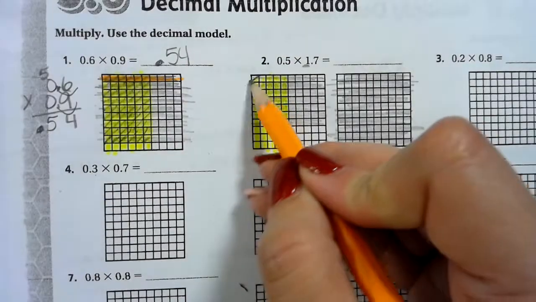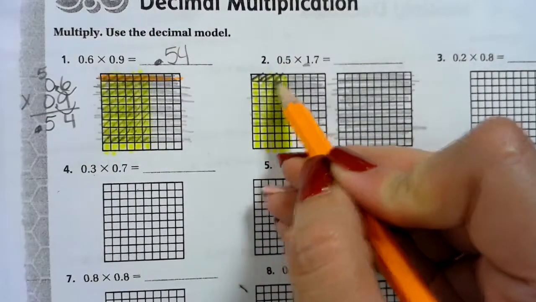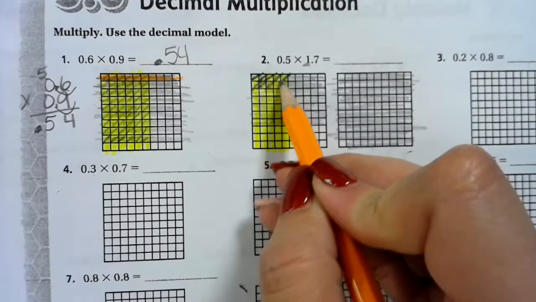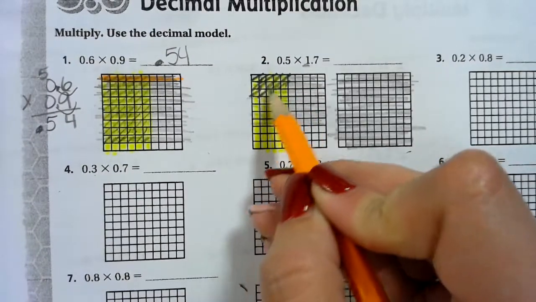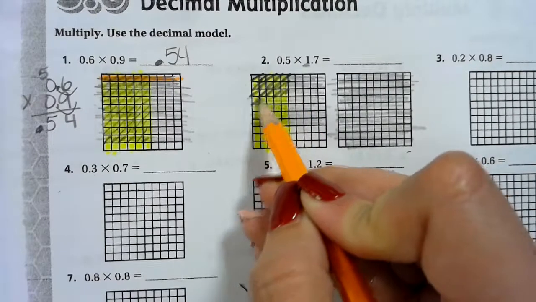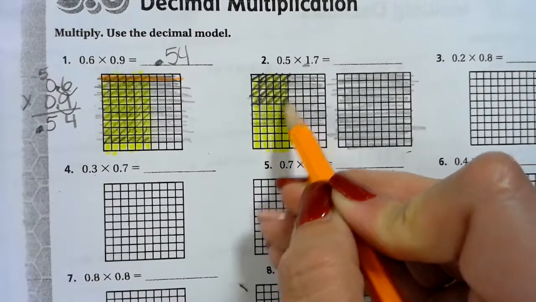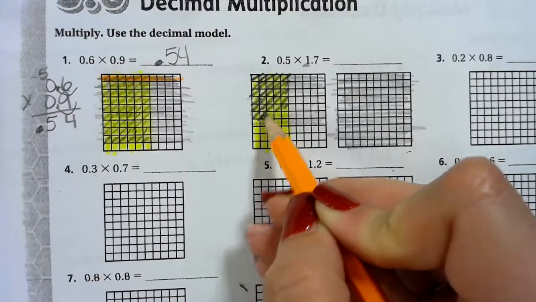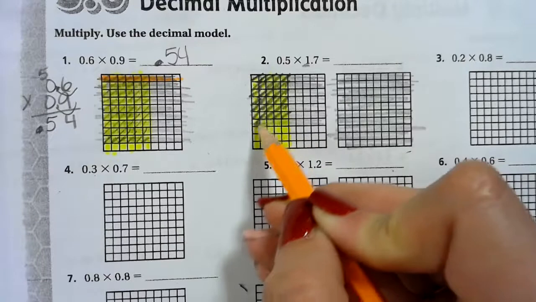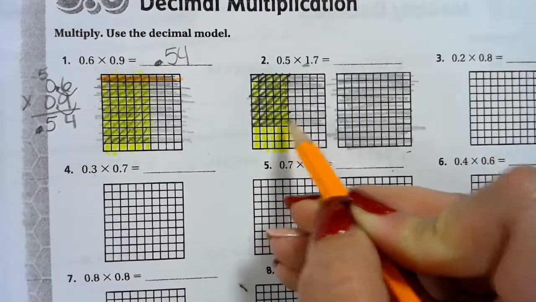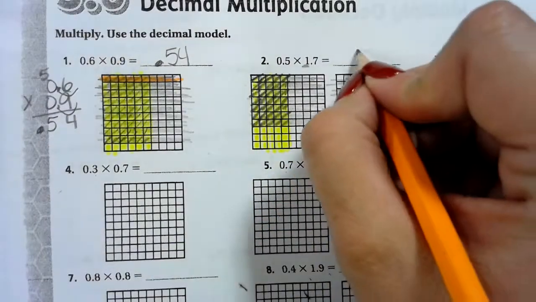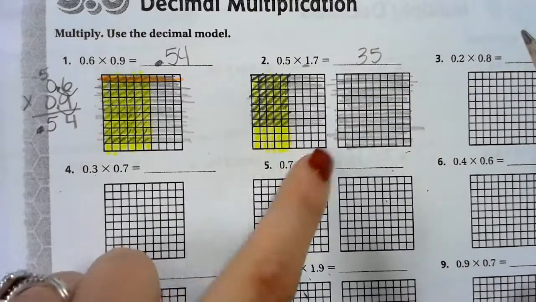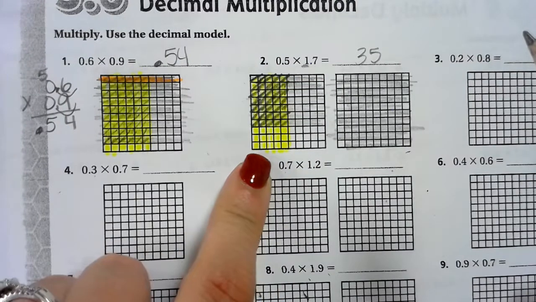So that's 1, 2, 3, 4, 5, up to 35. So 35 out of what? What's this out of? Okay.